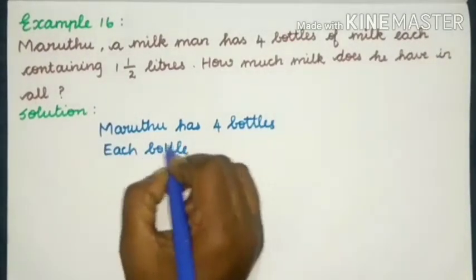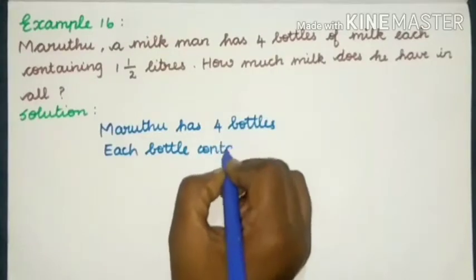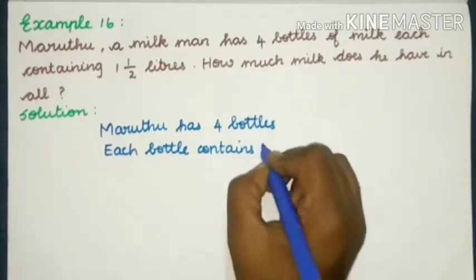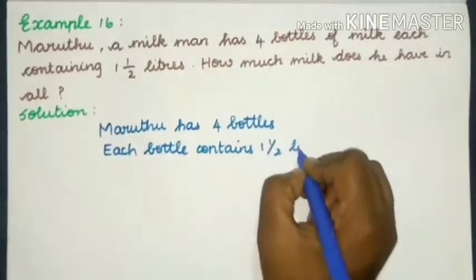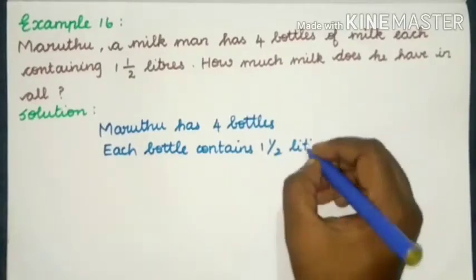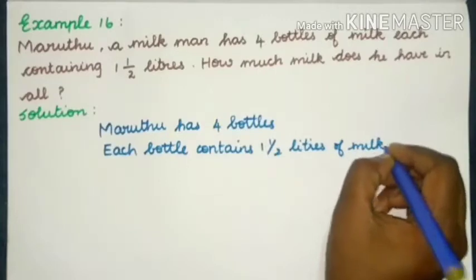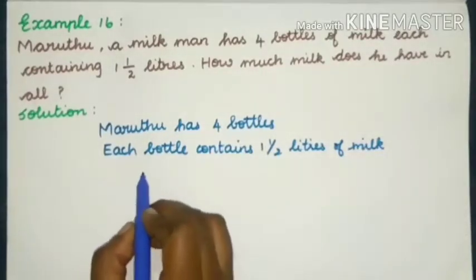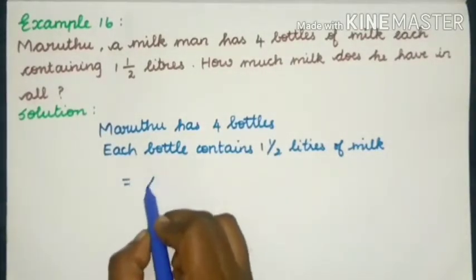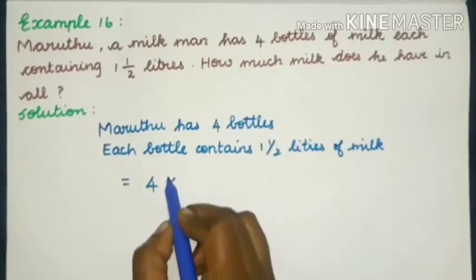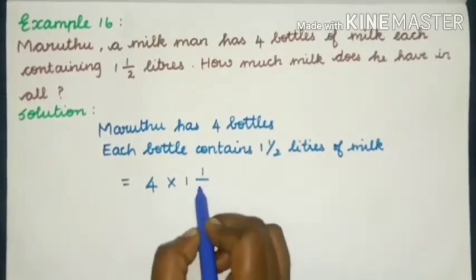Each bottle contains 1.5 liters of milk. We have to find it for 4 bottles. For that we have to multiply 4 into 1 1/2.